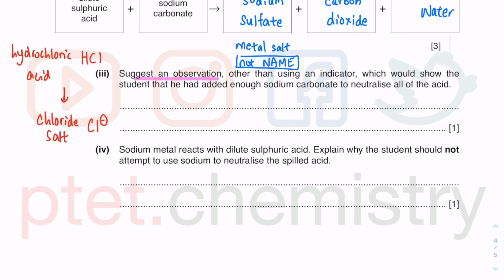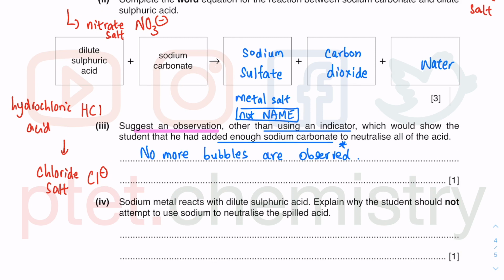Suggest an observation other than using indicator, which will show that enough sodium carbonate has been added. So that would mean no more carbon dioxide is produced because there is no more reaction. So no more bubbles are observed. If there is still any acid remaining, the carbonate will react with the acid and you will get carbon dioxide gas. Carbon dioxide gas will come out as bubbles. If all the acid has been neutralized, no more bubbles are observed since the reaction has finished.